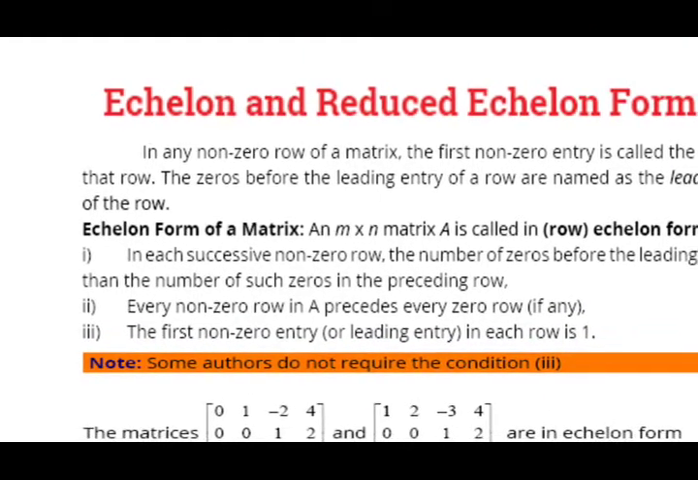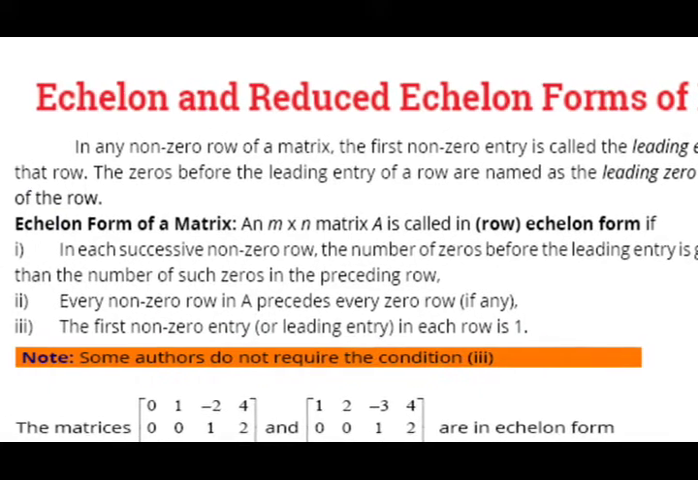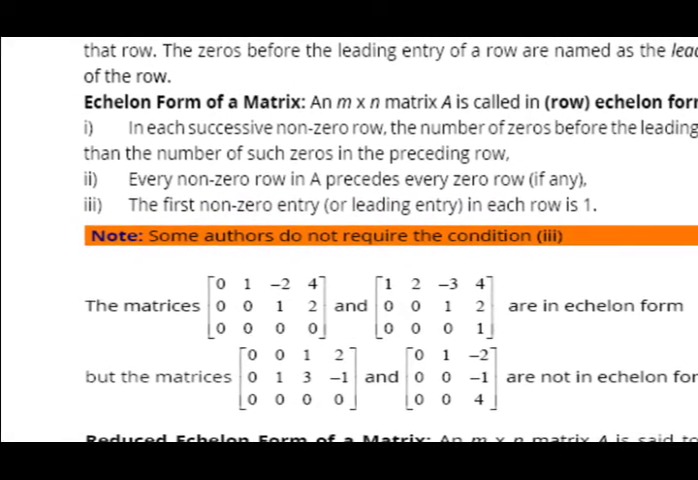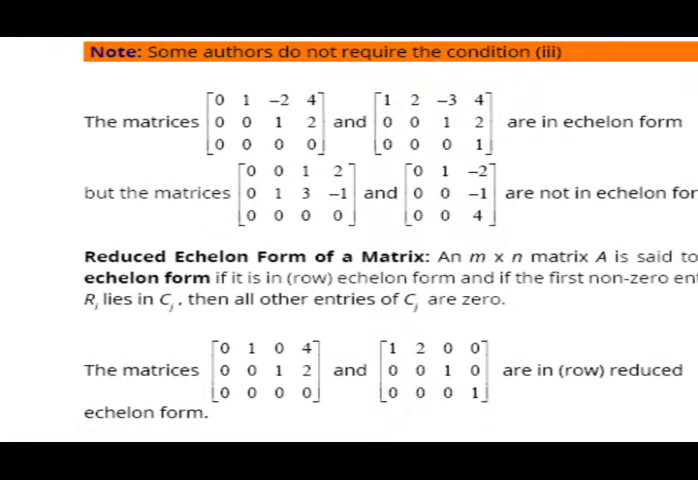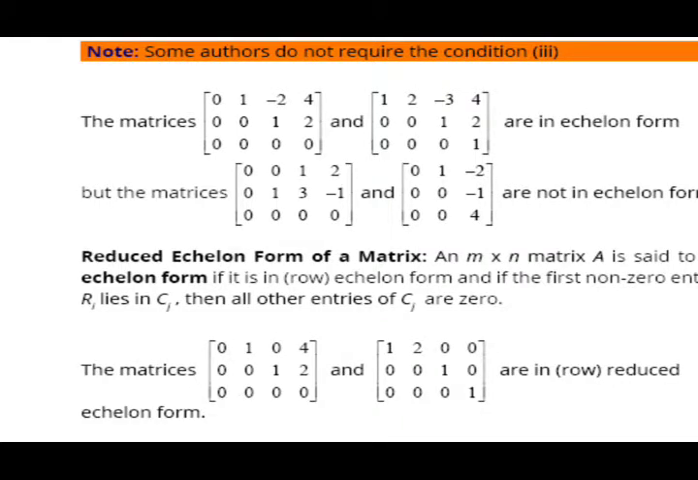And this is the process of echelon and reduced echelon form of matrices. Echelon form of a matrix. Here are some examples, easy to understand. If all the entries below the diagonal are equal to 0, this is called an echelon matrix. And in reduced echelon form, the values below and above the diagonal are all 0, and this is called reduced echelon form.